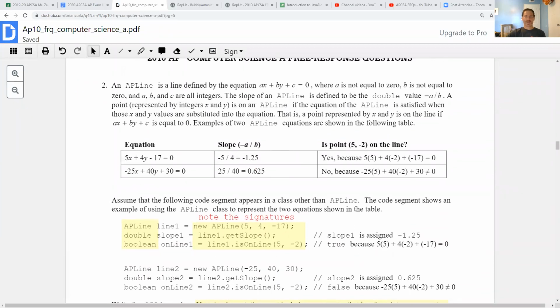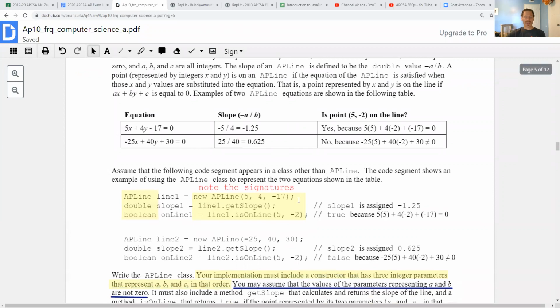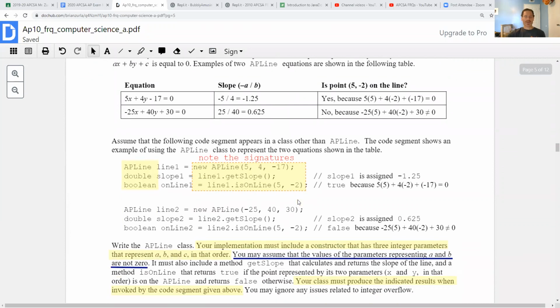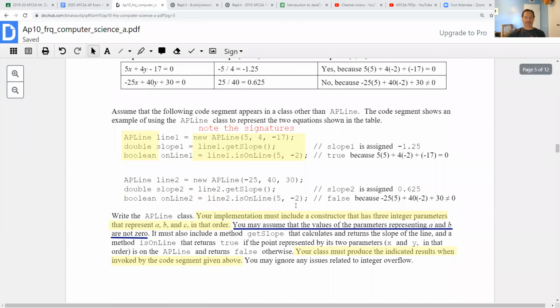So you have to write a complete class. There's no part A, B, or C. It's called an APLine, and it's just kind of like the general equation of a line: ax plus by plus c is equal to 0. From there, you can figure out things like slope and if a point's on the line. And so, like I said, don't get too hung up reading the directions, right? We're looking for the most important things.